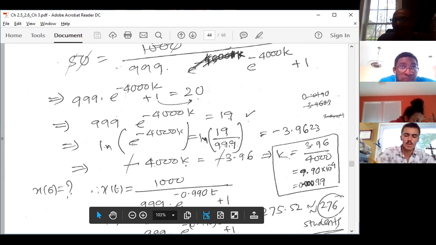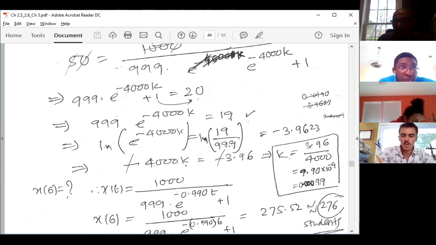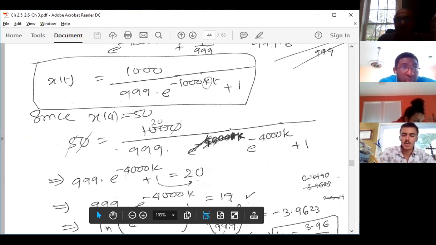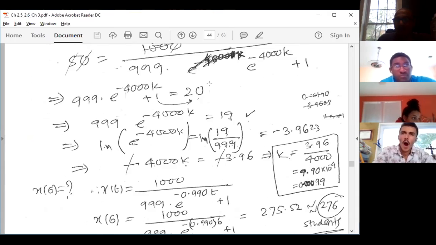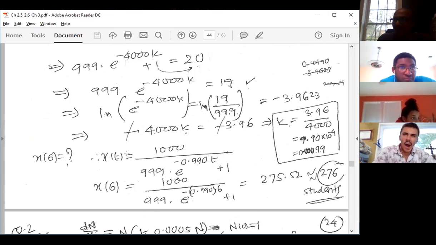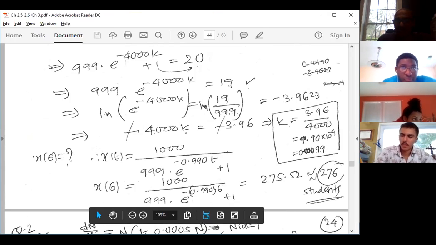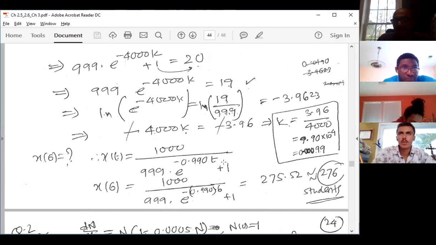0.00099. Use your calculator to get this number and go back and plug this value of k into your general form, x of t. Just plug the value of k over here. So you're going to get x of t. After finding both of your constants k and c, your equation will look like this one. Once you find both of these constants, only then are you allowed to answer the question which is asked to you.